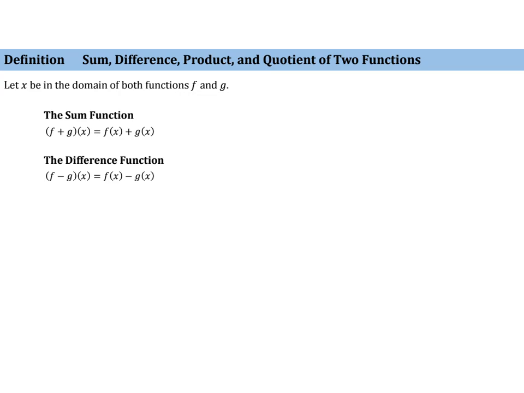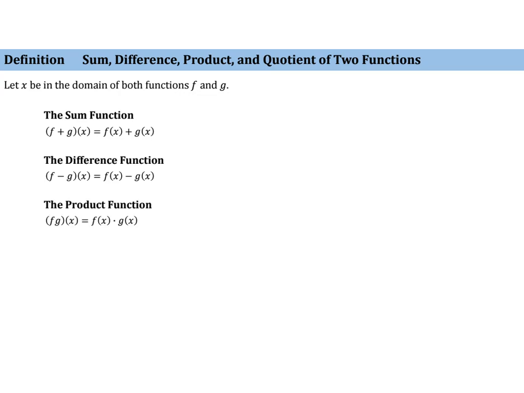Likewise, if you want to find the difference of two functions, you subtract the outputs. So f minus g of x equals f of x minus g of x. Now, there's a subtlety that's going on here. f plus g is a new rule. So f is the name of a function, g is the name of a function, and then f plus g is a whole other function.